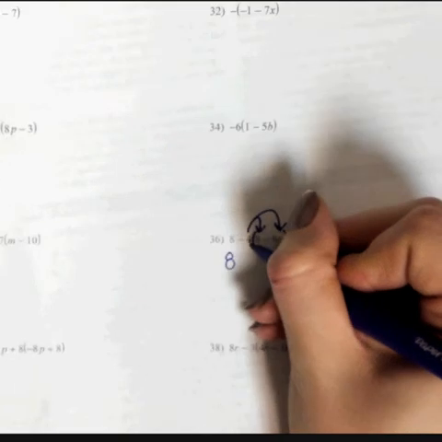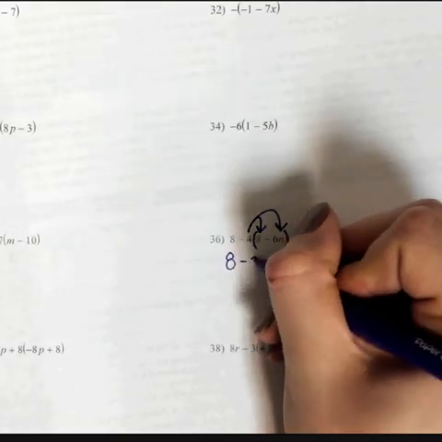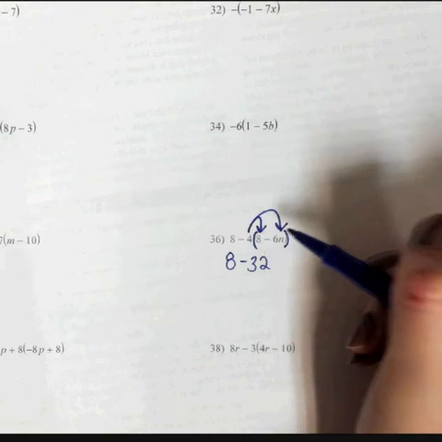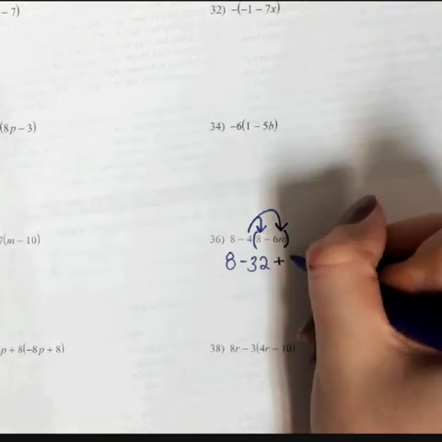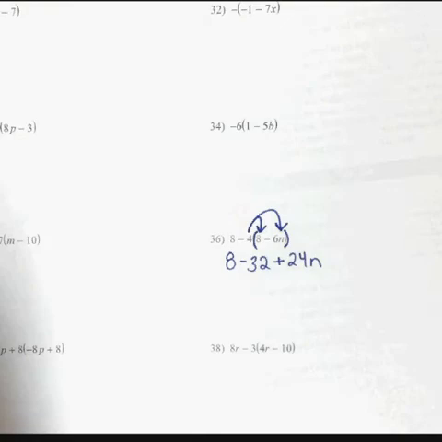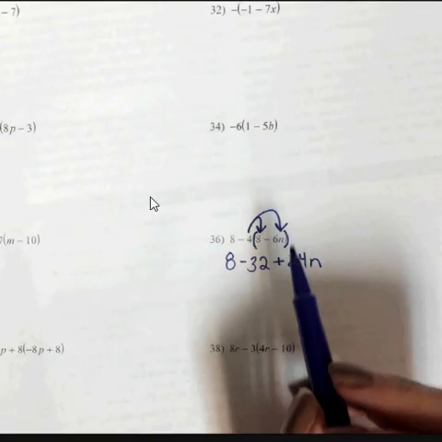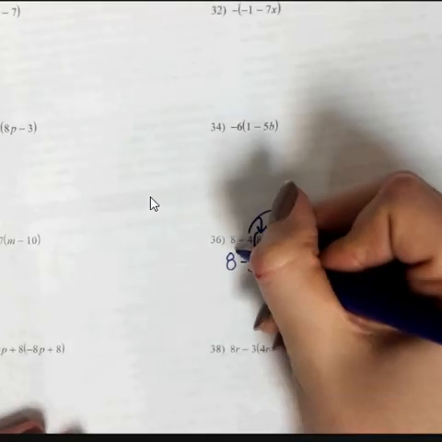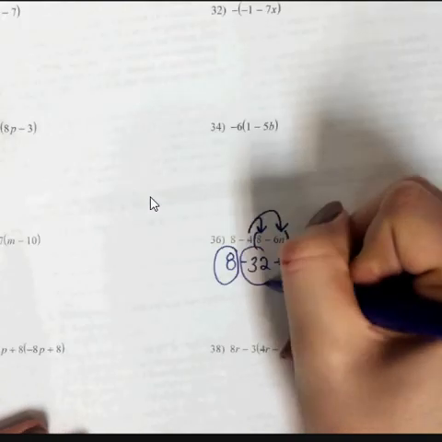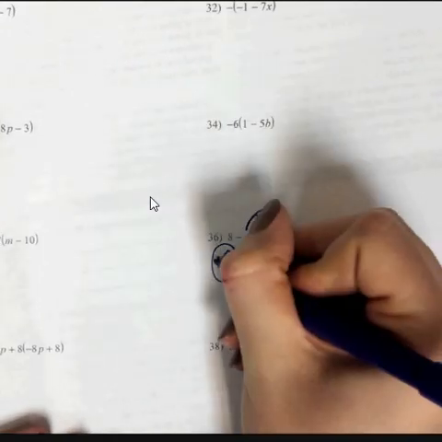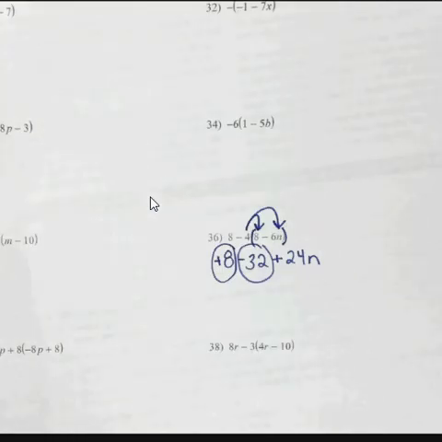So I get 8. -4 times 8 is a -32, negative 4 times negative 6n is a positive 24n. And if you realize that we're not done, you're absolutely right, because now I have my like terms. I have 8 positives and 32 negatives. So I'm just going to subtract 32 and 8.